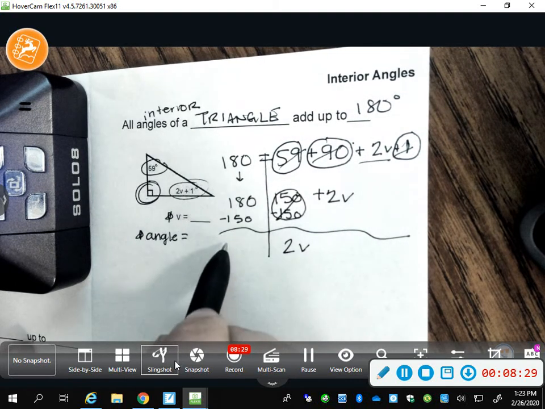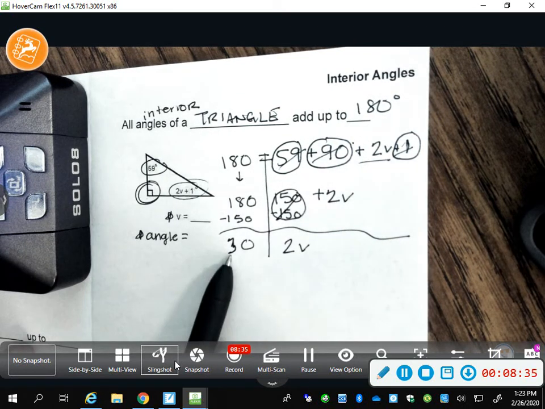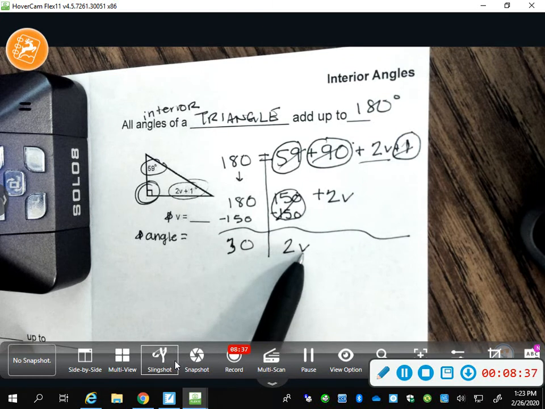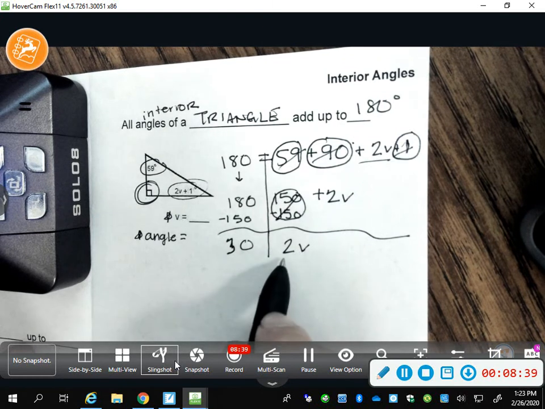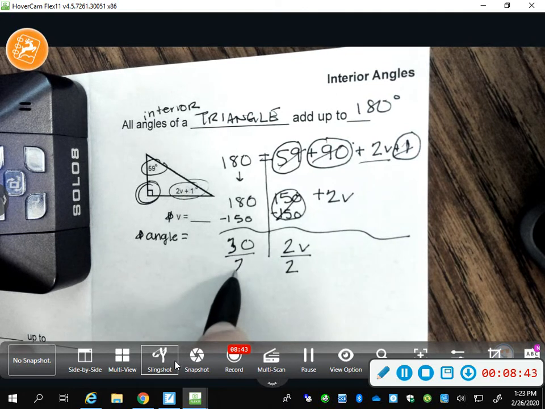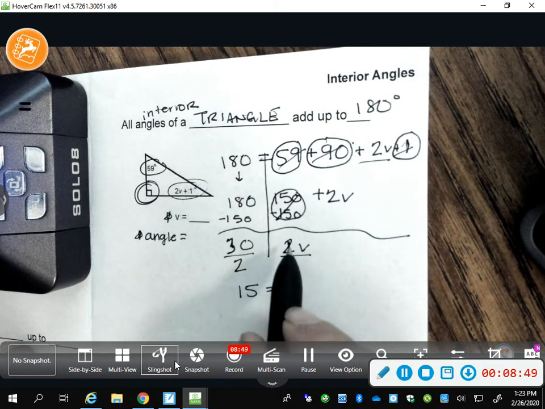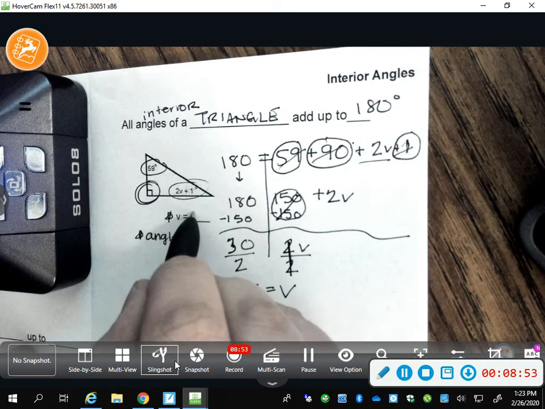On the left side, 180 minus 150 is 30. Now I have 30 is equal to 2V. That's 2 times V, so to undo the multiplication there, we will divide. 30 divided by 2 is 15. 2 divided by 2 is 1, so 2V divided by 2 leaves us with just 1V, or V.